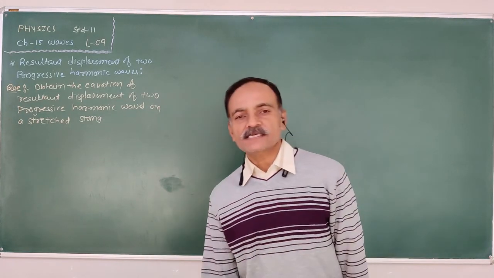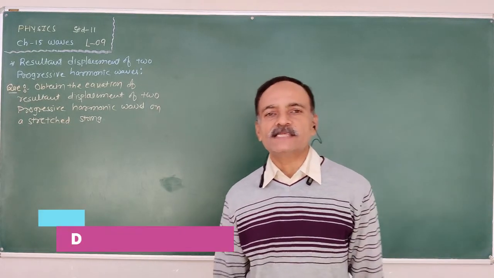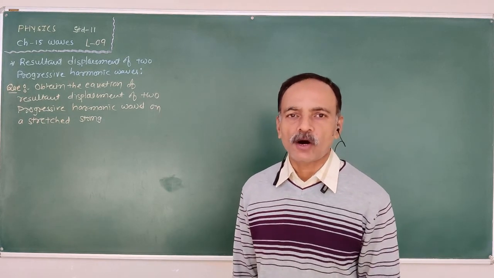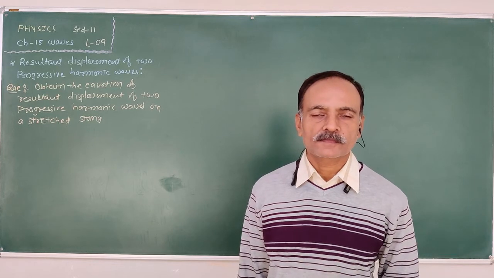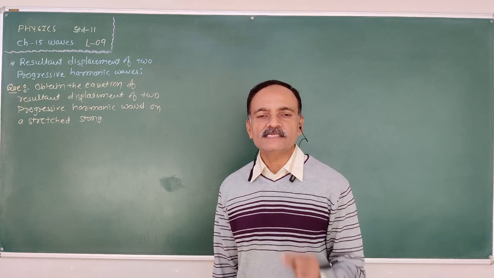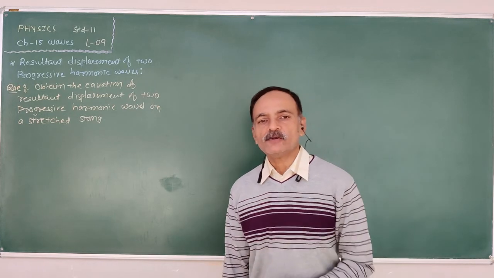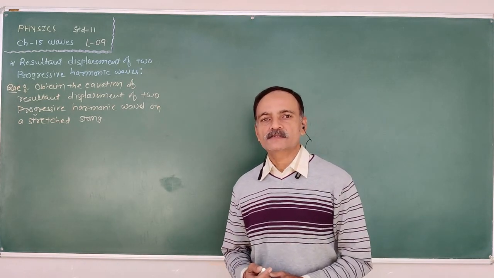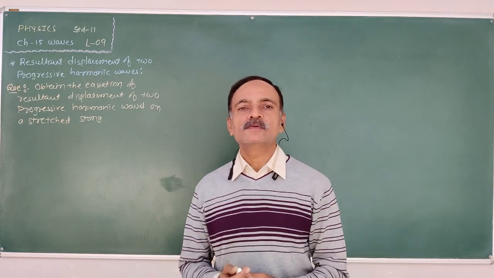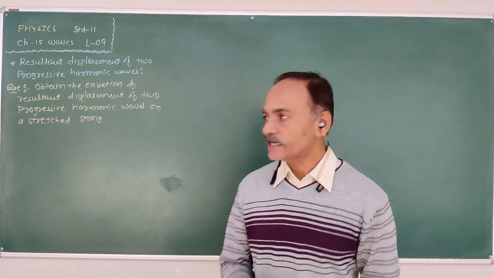Good morning friends, we already discussed the superposition principle, right? The superposition principle is that when a point of a medium comes under the influence of two or more waves, the net resultant displacement of the point is the vector sum of the displacements of the individual waves. That means the resultant displacement y is equal to the vector sum of the displacements of the individual waves.